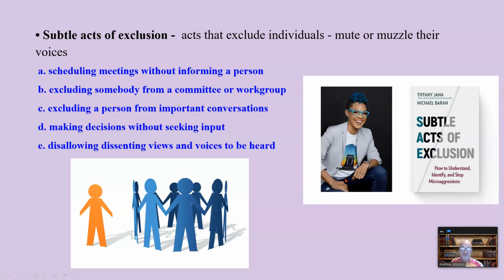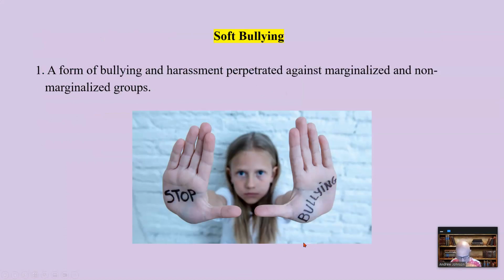Subtle acts of exclusion are acts that exclude individuals or mute or muzzle their voices, such as scheduling meetings without informing them, excluding somebody from a committee or work group, excluding a person from important conversations, having conversations around them, making decisions without seeking their input, or disallowing dissenting views or minority voices to be heard in meetings. We all know how that works.